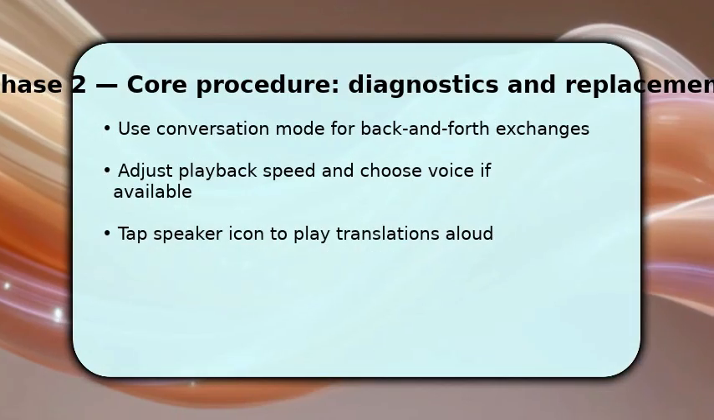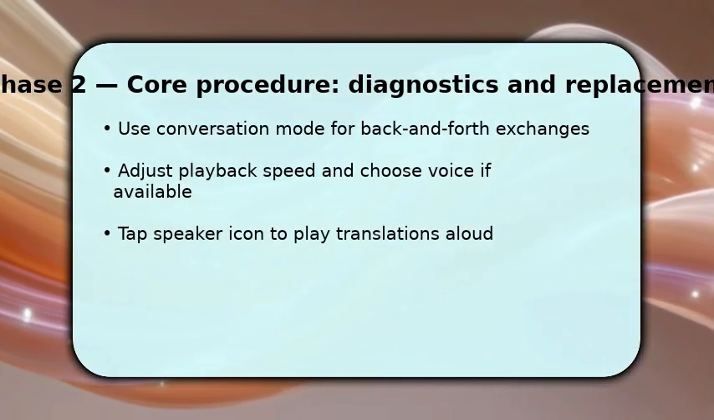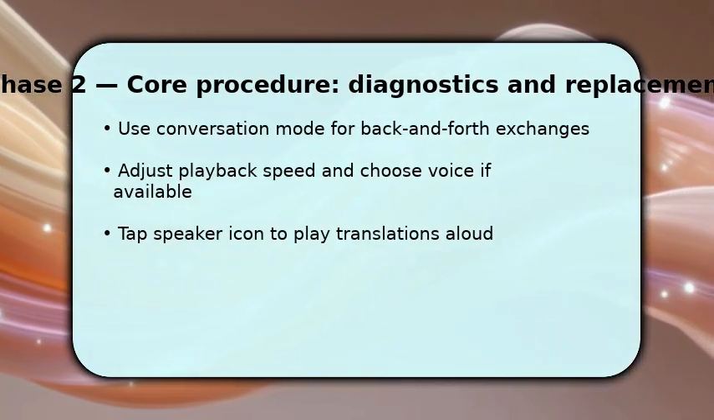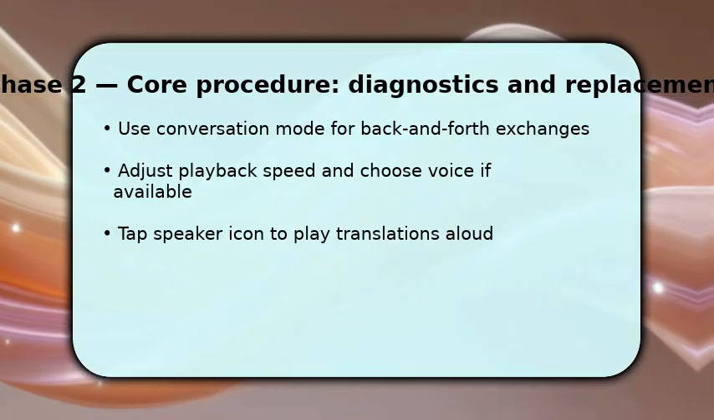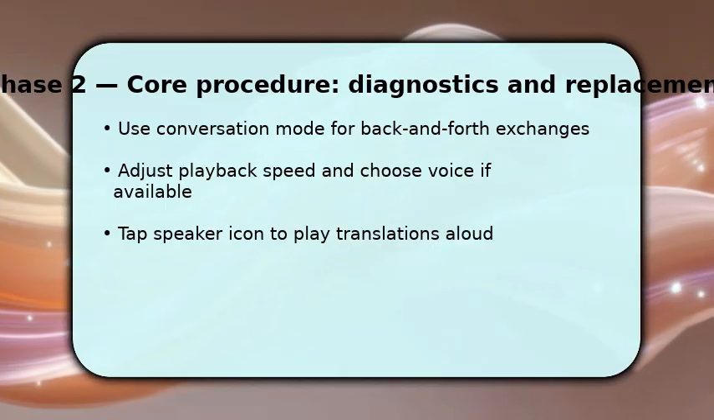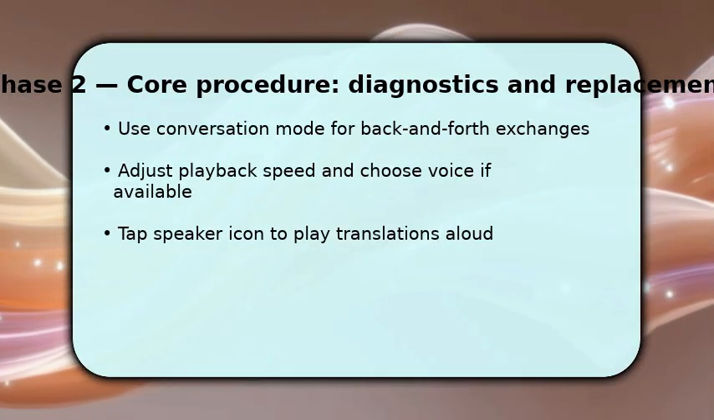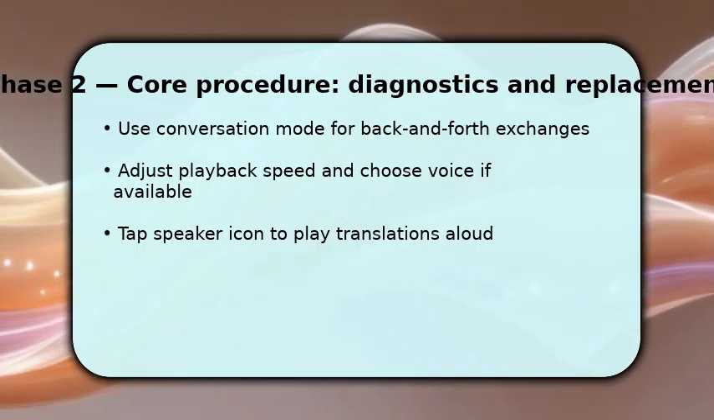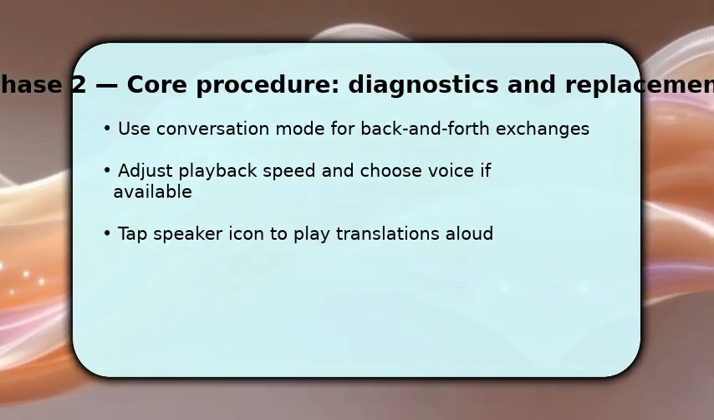Now you control recording and how the translation is delivered. Switch to conversation mode for alternating speech. This helps when two people speak. You can tap a sentence to see alternate translations or to copy text. Make sure to use the speaker icon to hear the translated voice and adjust volume on your device.